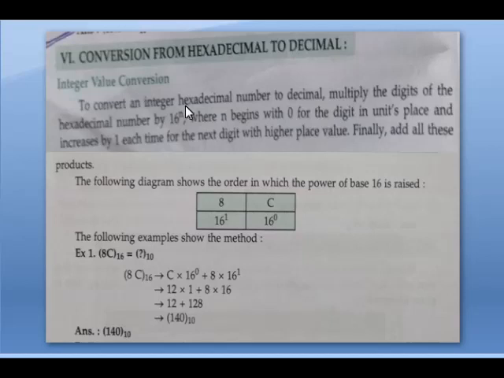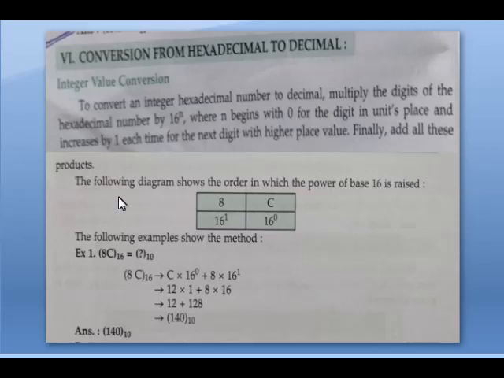To convert an integer hexadecimal number to decimal, multiply the digit of the hexadecimal number by 16 power n, because the base of the hexadecimal number is 16. So we have to multiply the given hexadecimal number with the power of 16, where n begins with 0 for the digit in unit place and increases by 1 each time for the next digit with higher place value. Finally, we add all these products.